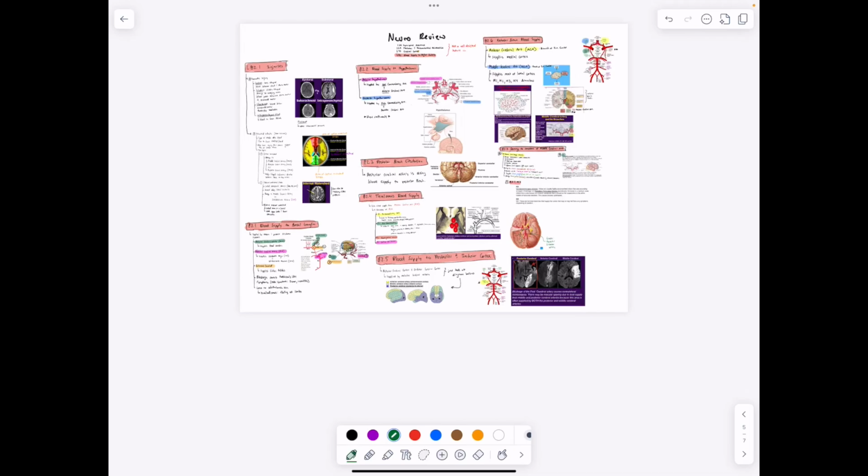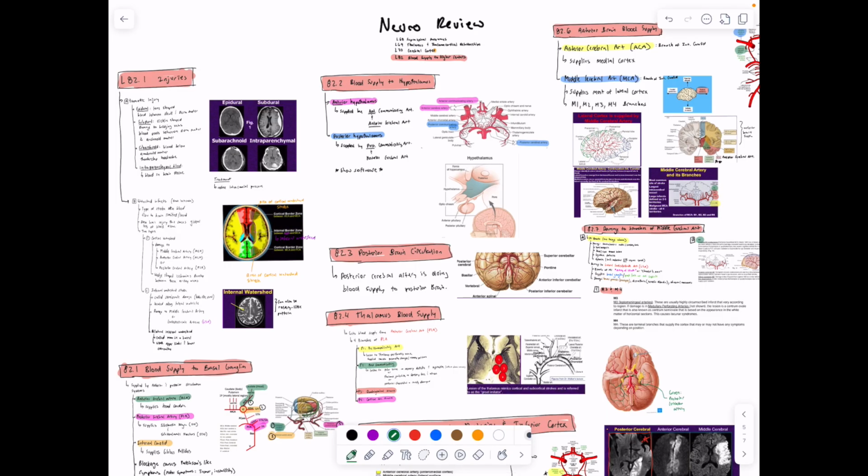All right, so that was it for that lecture. We just have blood supply to go over, and then we're done with lab 10 material. All right, this is the final lecture review for lab 10. Blood supply to higher order centers.